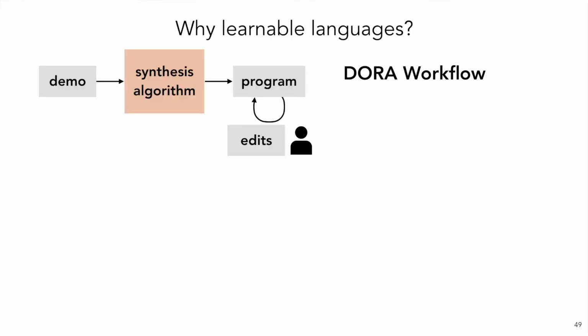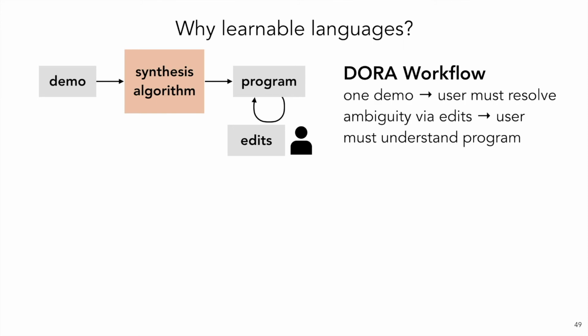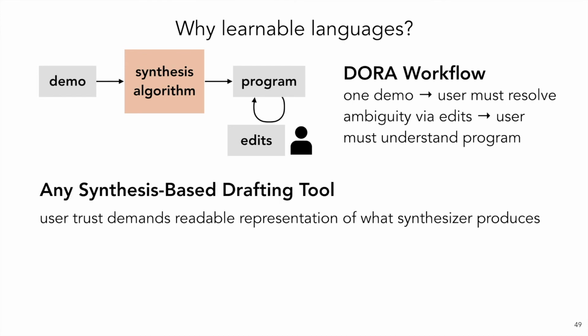So one reason is you might be in a DORA workflow where you're asking for a quite ambiguous specification from the user and you actually need them to go in and resolve the ambiguities by directly editing the program, which of course naturally means that the user has to understand the program. But you might actually want this for any synthesis-based drafting tool. So if you want your user to trust the programs that you're actually producing, it really, really helps if you have a readable representation of what the synthesizer produces.